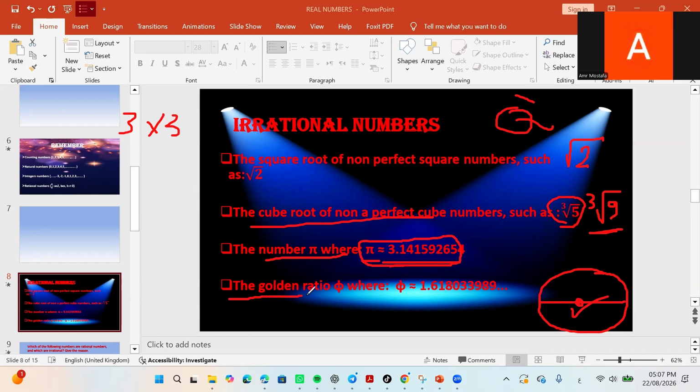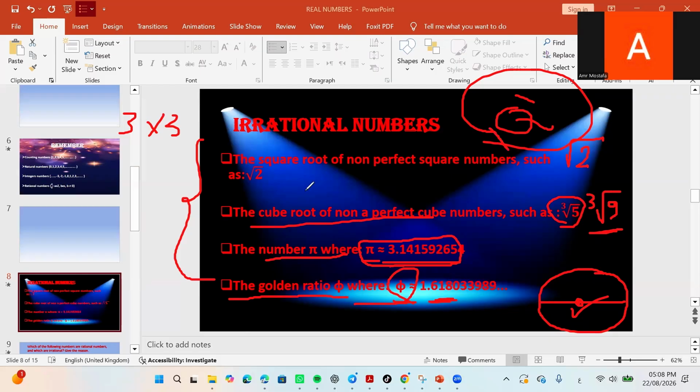The fourth type of numbers which belongs to irrational numbers, Q dash, is the golden ratio. The golden ratio is a scale to determine the beauty of a building, how beautiful the building is. It is related to decoration. This scale belongs to decoration. So we have 4 types of irrational numbers. Only 4 types of irrational numbers.